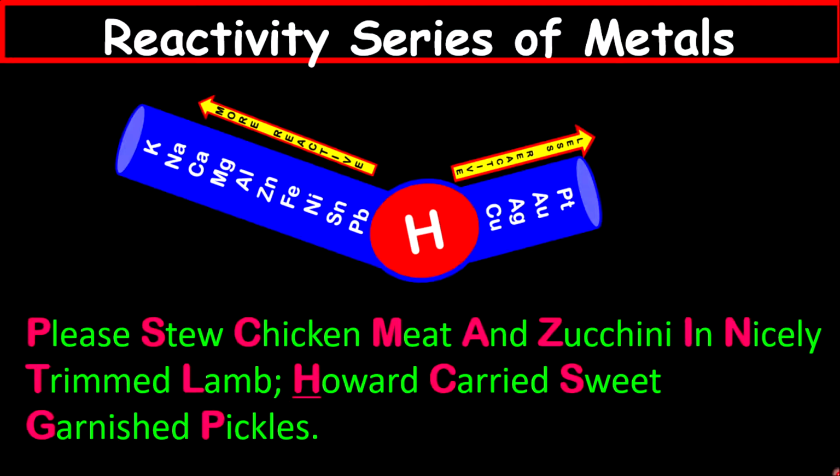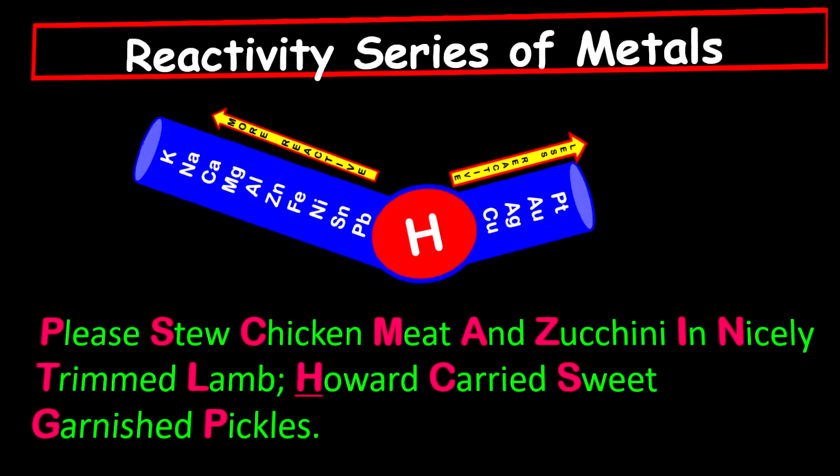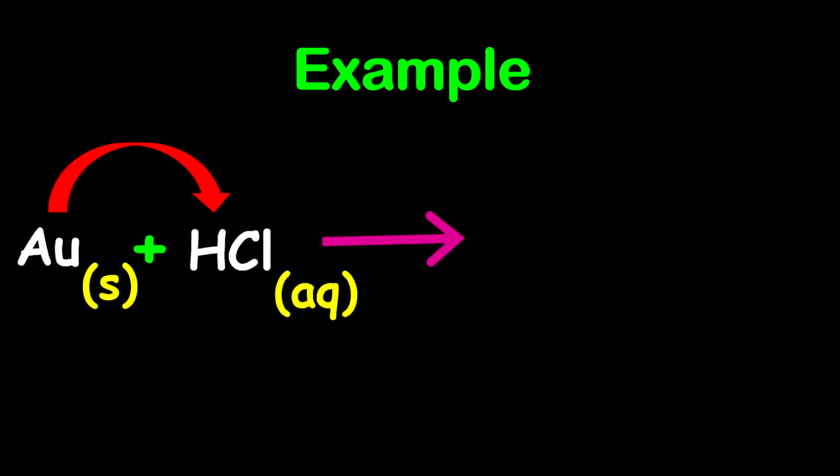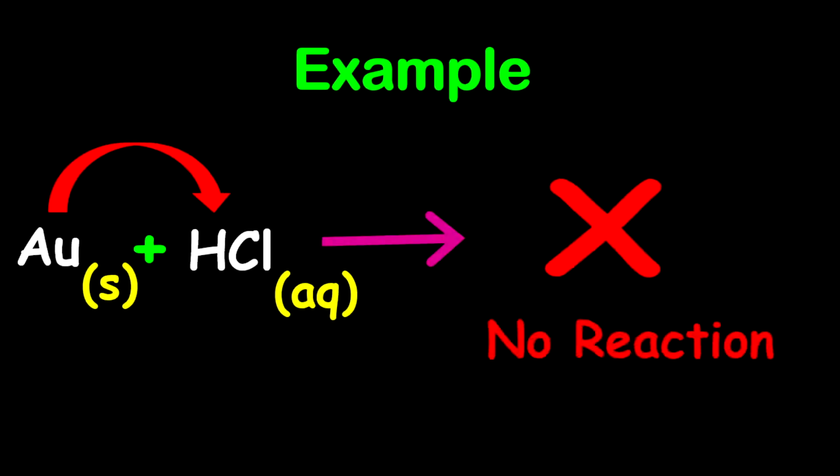And so, let's look at an application of this reactivity series. Let's say we're going to react gold with hydrochloric acid. Think about the reactivity series. Is gold more reactive than hydrogen? Absolutely not. And so therefore, when gold tries to replace hydrogen, this will not take place. Hence, there will be no reaction at all.